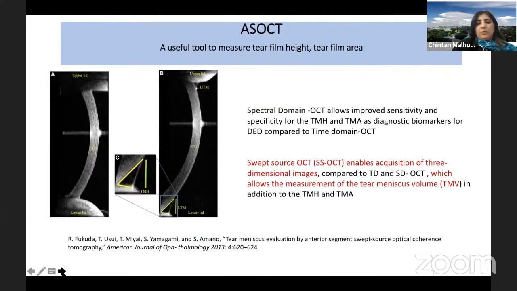ASOCT is something which we use routinely in clinical practice, and it's a useful tool to measure the tear film height and tear film area. It's been shown very well to correlate with the Schirmer's values. If one has a swept source OCT, that's even better because it enables acquisition of three-dimensional images. And this can allow the measurement of tear meniscus volume in addition to the other parameters, which are tear meniscus height and tear meniscus area.